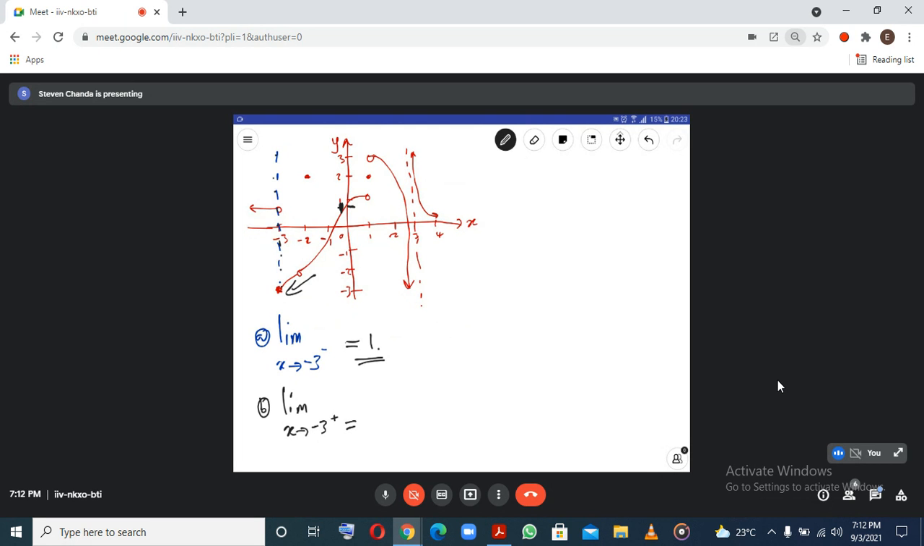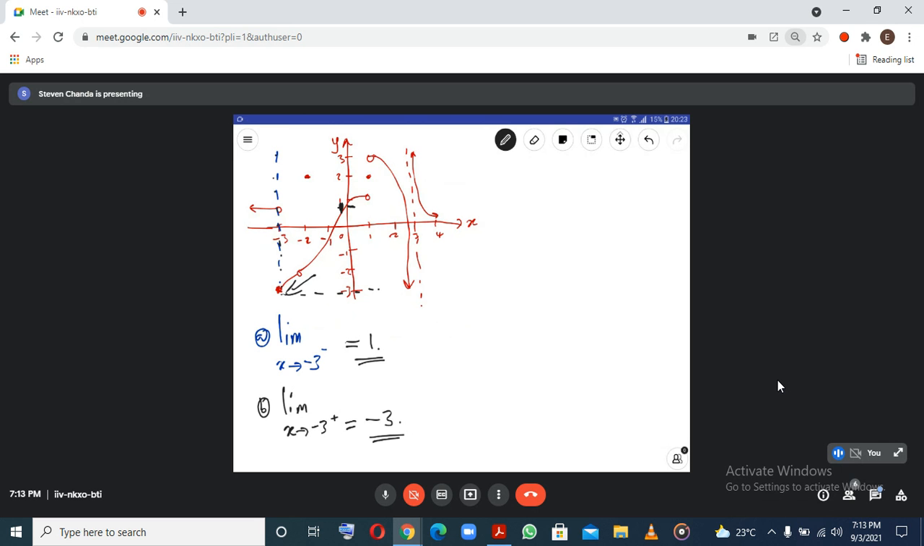So coming from the right, at that point, what is the value of this function? You see it's -3. So the limit is -3. And when we talk about continuity, you'll be able to appreciate that just from this, you can tell that this function is not continuous.